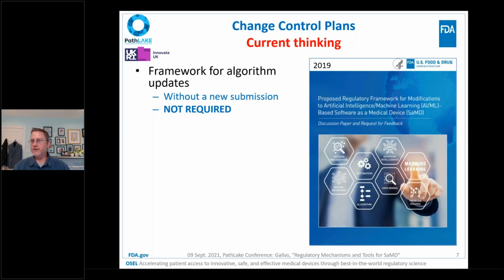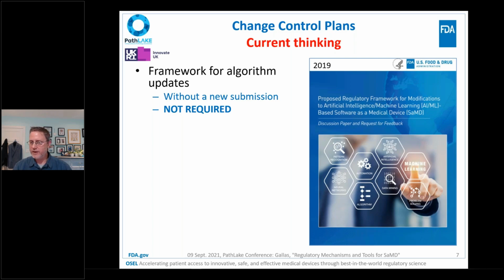So I'm going to switch gears a little bit now and talk about change control plans. In 2019, we published a white paper on a framework for change control plans, or for how to update algorithms and control them to keep them safe and effective. And the idea that we're trying to develop is to have a framework for algorithm updates that don't actually require a new submission. So you can imagine how interested the industry is in this, to stop having to submit and wait for reviews and stress over the decisions.